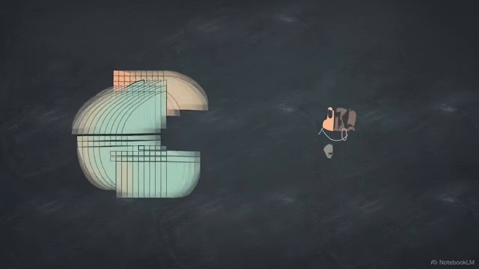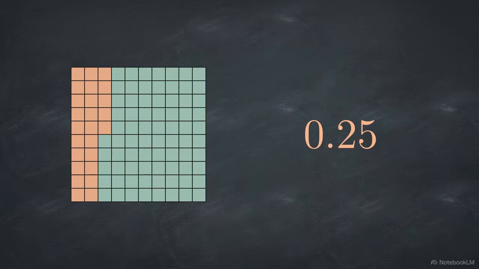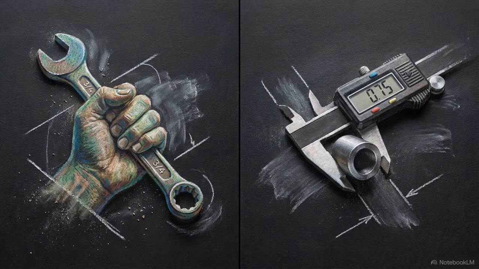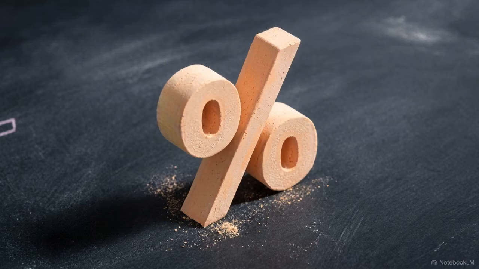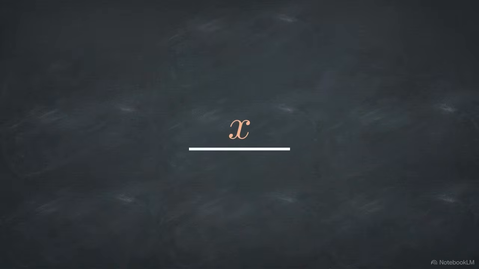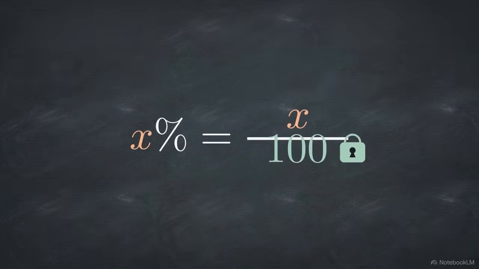Decimals translate these fractions into a base 10 system, making scientific data easier to calculate. Once you can navigate between these two forms, you have the tools to precisely describe any fragmented piece of the physical world. We simplify this further by using percentages. A percentage is just a fraction with one specific rule. The denominator is permanently locked at 100.